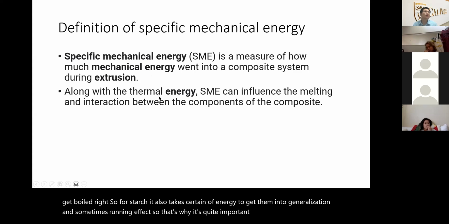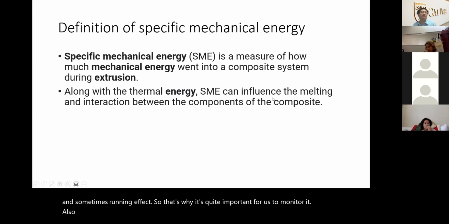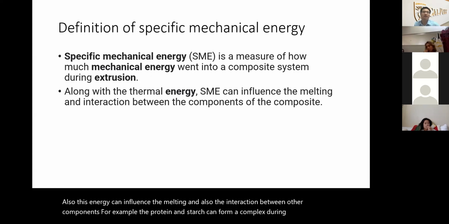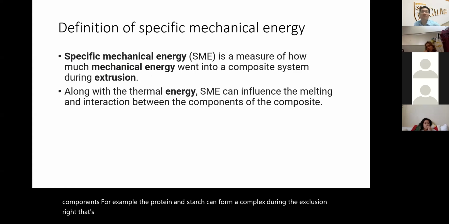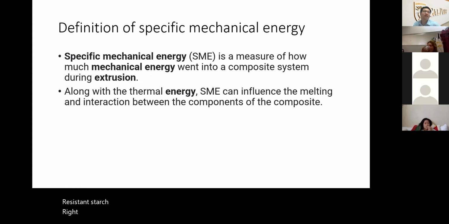Also, this energy can influence the melting and the interaction between other components. For example, protein and starch can form a complex during extrusion, right? That's what we call type 5 resistant starch. So there are a lot of properties that we can control using this parameter.